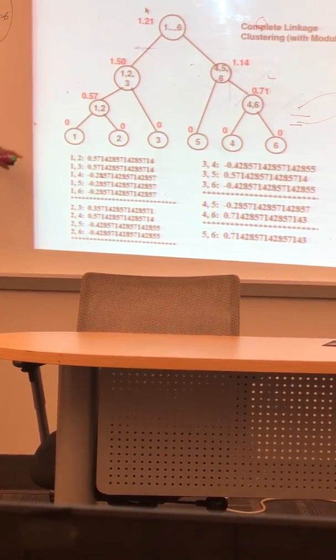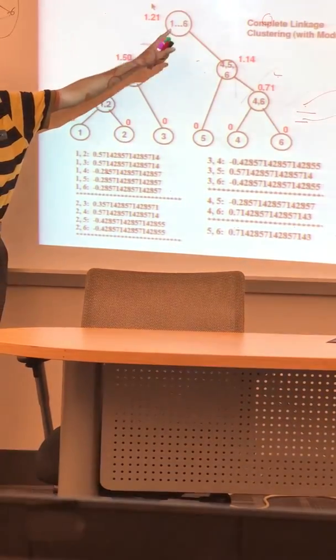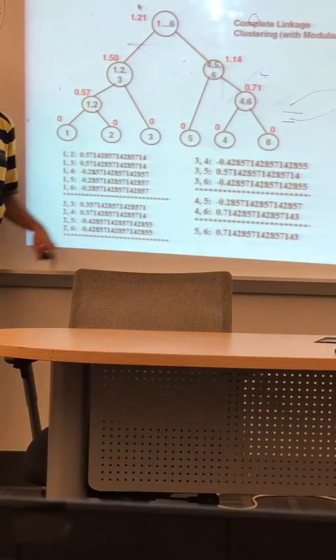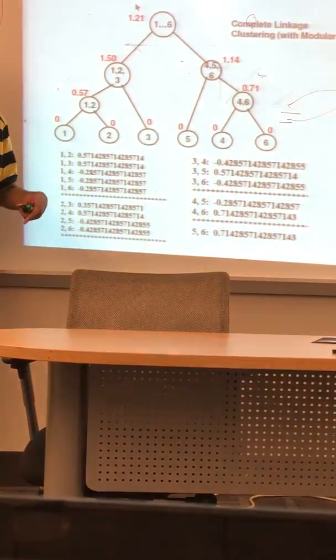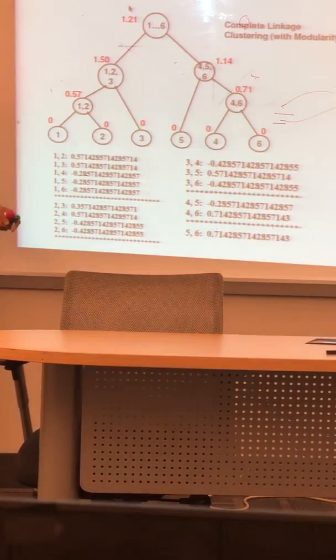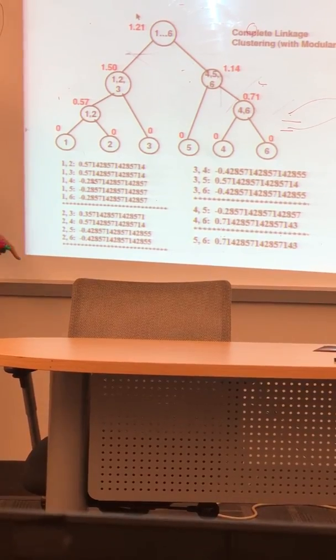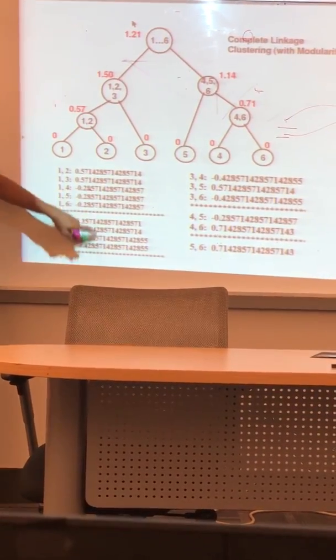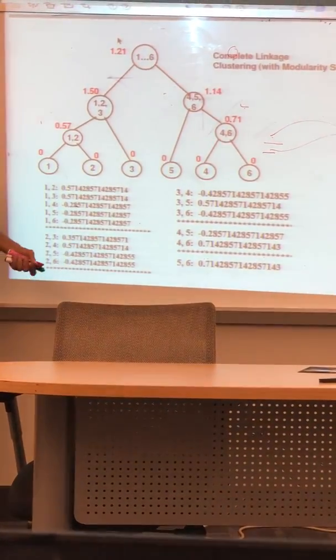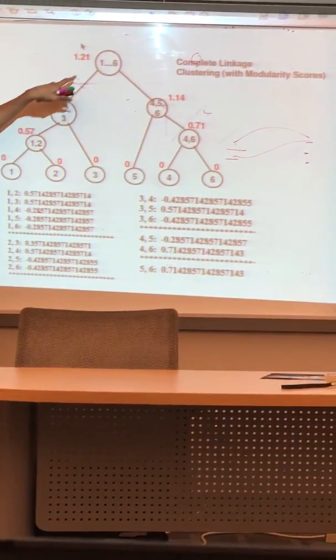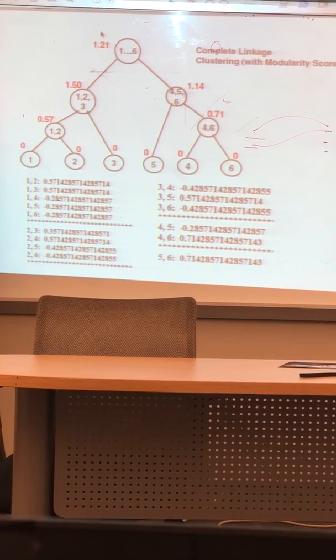Since all the vertices are considered together, we just need to add all these values, because 1 through 2, 3, 4, 5, 6 are together as one community. So these were the possible pairs. Just add all the modularity scores. There are some negative values, there are some positive values. Negative because that pair doesn't have an edge between them. So the total modularity score is 1.21.